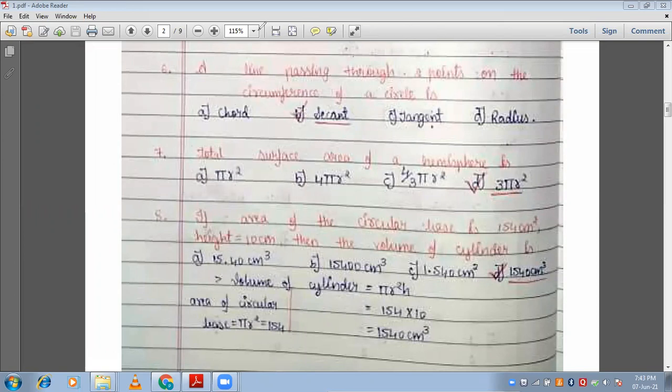Next, seventh question. The total surface area of the hemisphere is dash. So what is the formula? 3 pi r square. Next, eighth question. If the area of the circular base is 154 square centimeter, the height is 10 centimeter, and the volume of the cylinder is dash. Here they have given the circular base. So circular base means it's in the shape of a circle like this. So this is the cylinder.